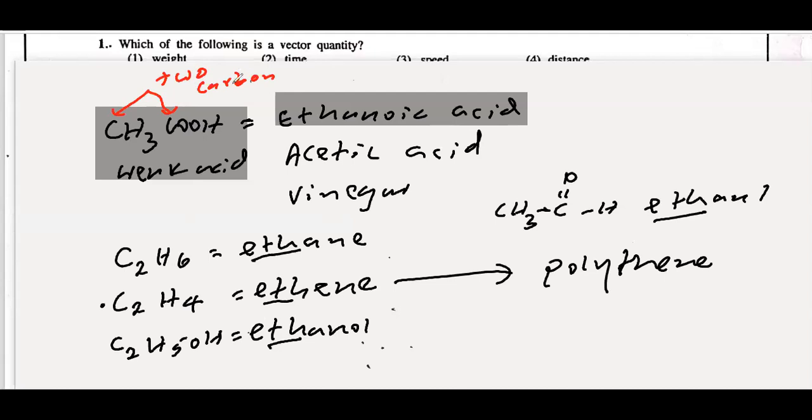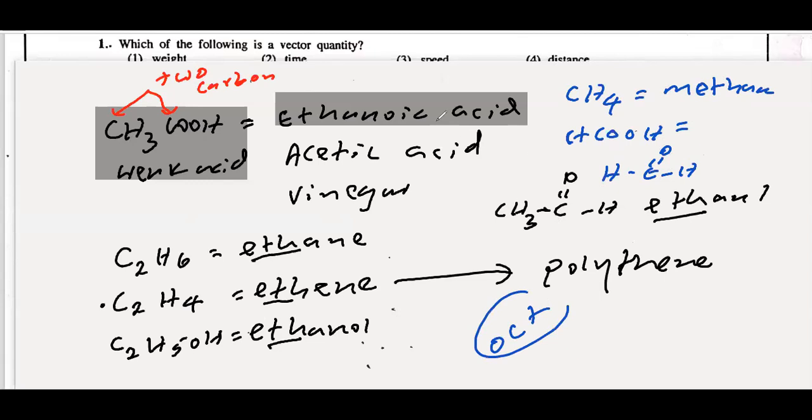Now similarly, if there's 1 carbon, meth. Okay, I'll give one example. CH4 methane. Because sometimes they will not give the chemical formula and they'll give the common name. Then some students find it difficult to get the answer. Methane. Then you get HCOOH, methanoic acid, also called formic acid. Methane. Meth means 1 carbon. Like octa, 8 carbon, like that. So this is also a bit important. I'll erase the screen now.